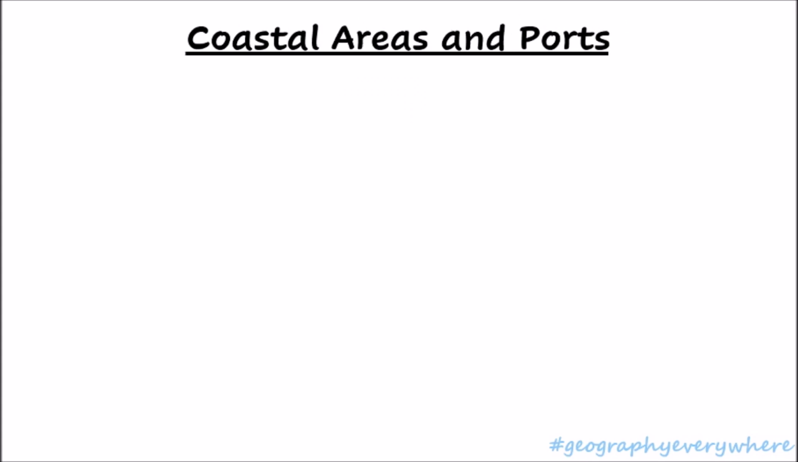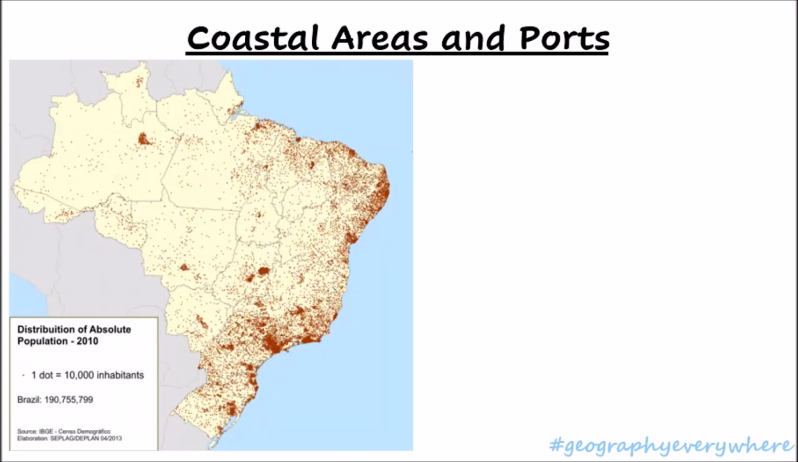Let's look at some maps of Brazil. This map, made in 2010, shows the distribution of people living across Brazil. Every one dot is 10,000 people. We say that the areas where there are many dots, or rather many people, are densely populated.